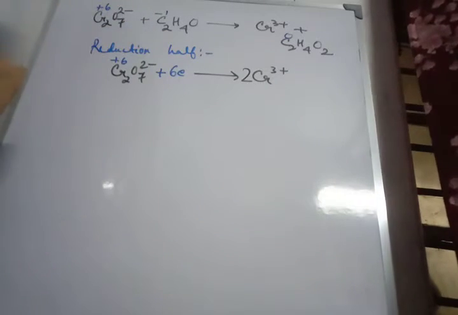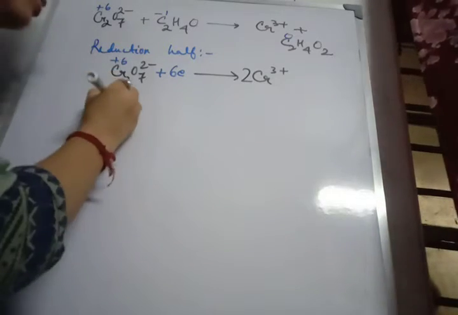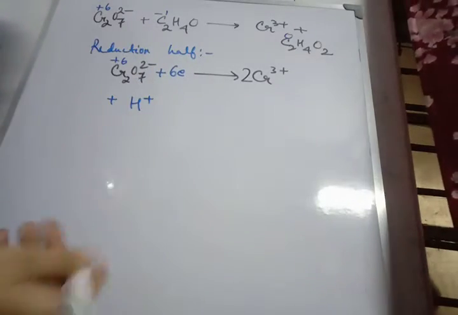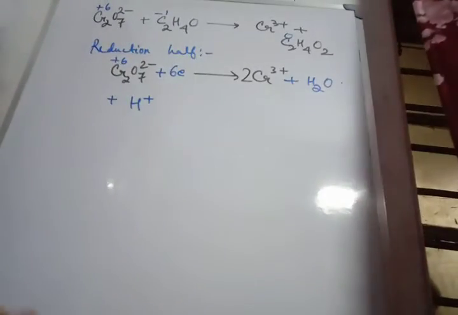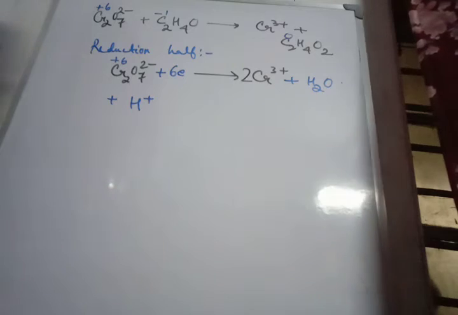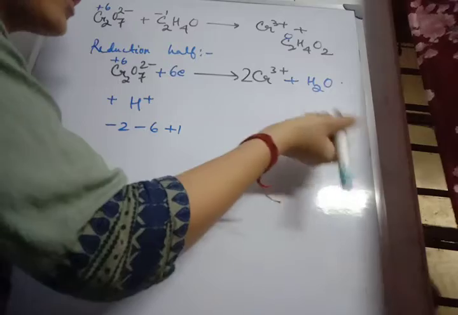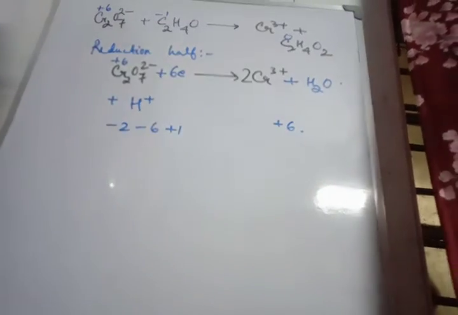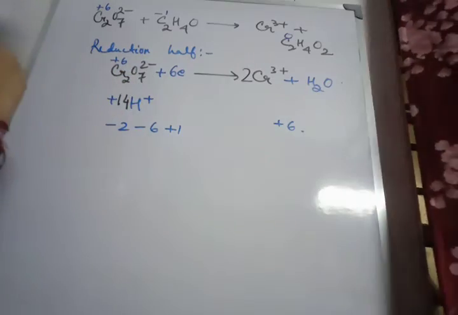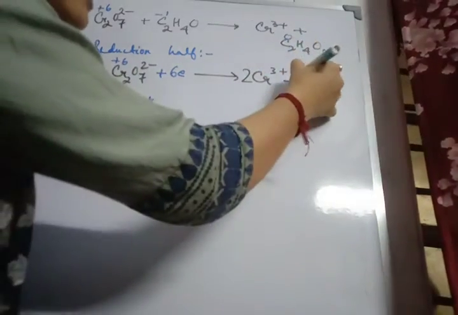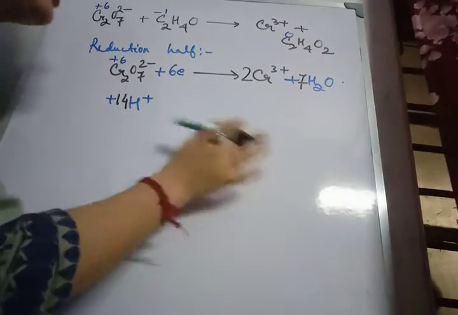Now we are going to balance the equation charge wise, that means by using the medium. Hydrogen ions we are going to add on the left hand side because it contains more negative charge, and water on the right hand side. So left hand side we have -2, -6, +1 charge, and right hand side we have +6 charge. That means we have to multiply hydrogen ions by 14, then only the charges on both sides get balanced. And water will be multiplied by 7. So the reduction half reaction is balanced atom wise and charge wise.